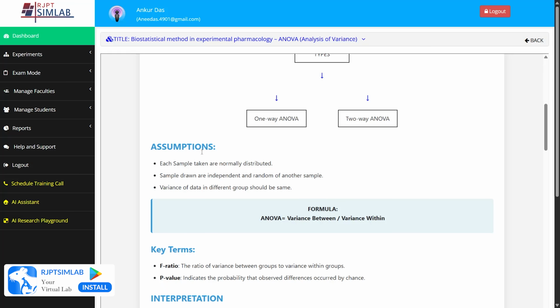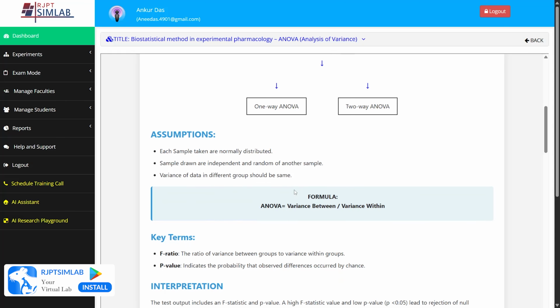Now, let us see the assumptions. Each sample taken is normally distributed. The samples that we take for ANOVA are normally distributed into groups, and samples drawn are independent and random of another sample. When we divide groups, we draw samples and they are not biased. They are independent and we randomly select the samples and divide them into groups. And the variance of data in different groups should be the same. The variability of the data of the different groups should be the same.